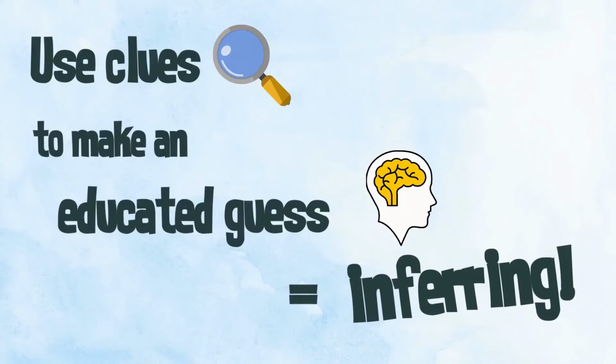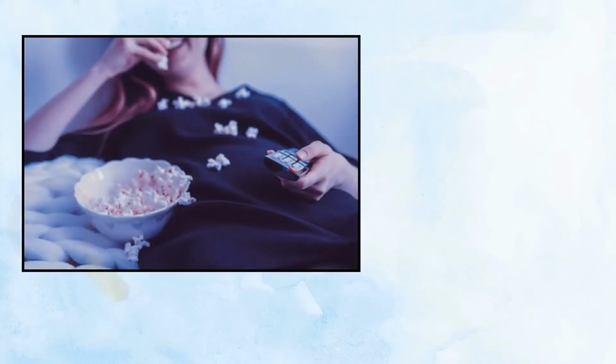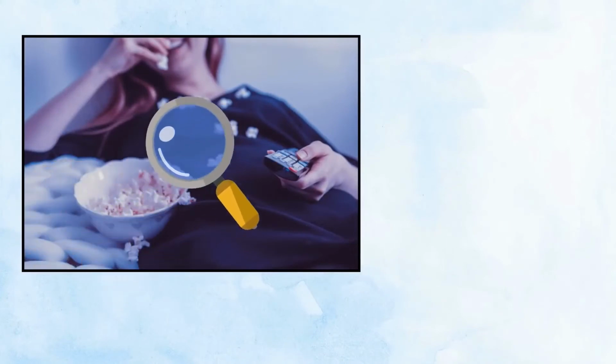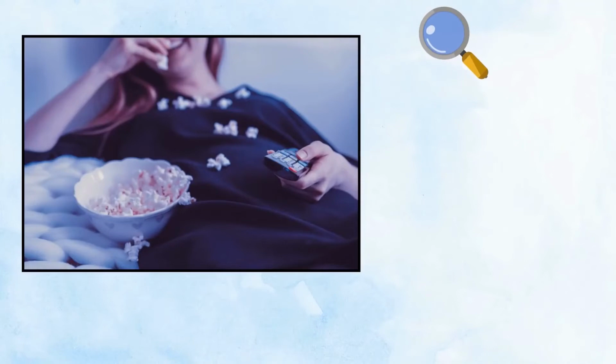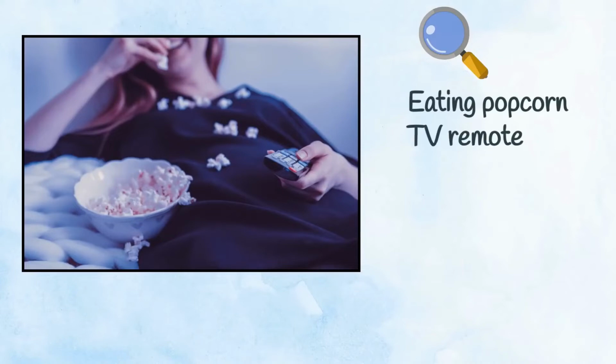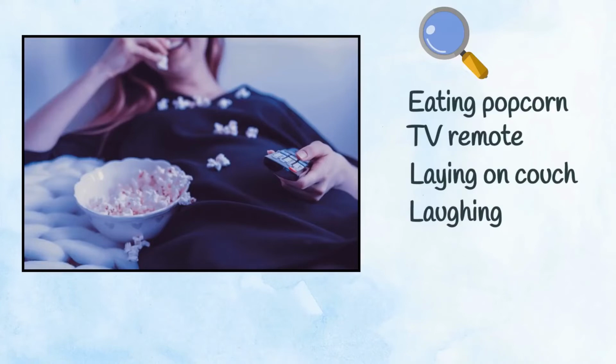Let's practice our inferring skills using this picture. What can you see? Some of these might be clues that could be used to make inferences. I can see the woman's eating popcorn. There's a TV remote in her hand, and I notice that she is laying on a couch and laughing.